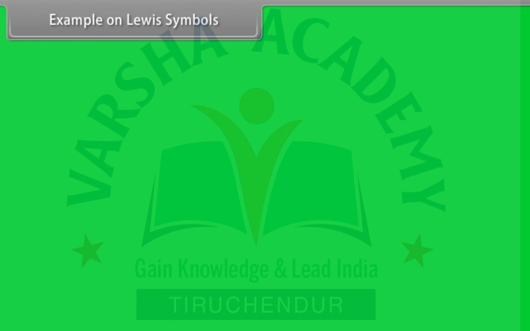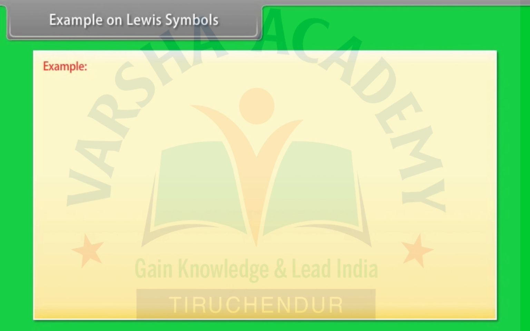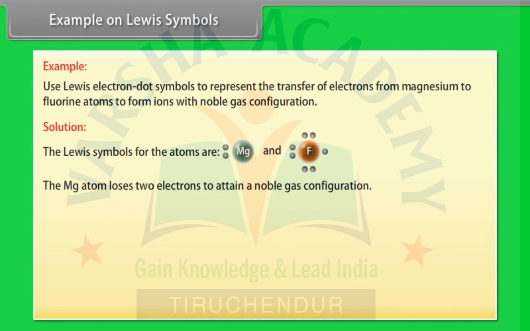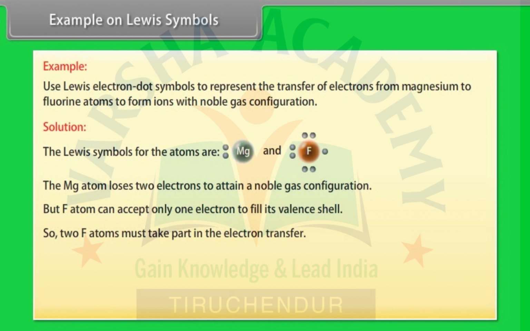Example on Lewis symbols. Let's take an example on Lewis symbols. Use Lewis electron dot symbols to represent the transfer of electrons from magnesium to fluorine atoms to form ions with noble gas configuration. Let's see the solution. The Lewis symbols for the atoms are: the Mg atom loses 2 electrons to attain a noble gas configuration, but F atom can accept only 1 electron to fill its valency shell, so 2 F atoms must take part in electron transfer. We can represent this electron transfer as follows.